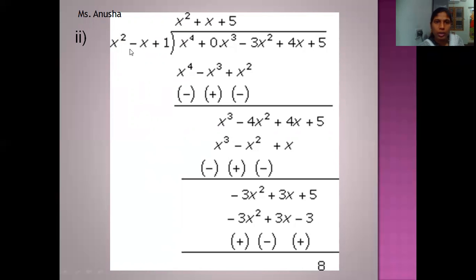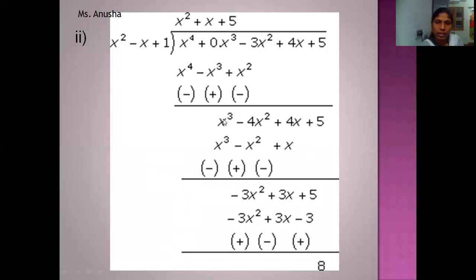x square into x square is x power 4, x square into minus x cube, x square into 1 plus x square. Then the sign automatically changes, plus into minus. Here the sign is plus, it changes into minus, minus changes into plus, and plus changes into minus. These both terms, plus x power 4 and minus x power 4, cancel off, and plus x cube minus minus x cube becomes x cube, and minus 3x square minus x square becomes minus 4x square. Take these two terms down, plus 4x plus 5.